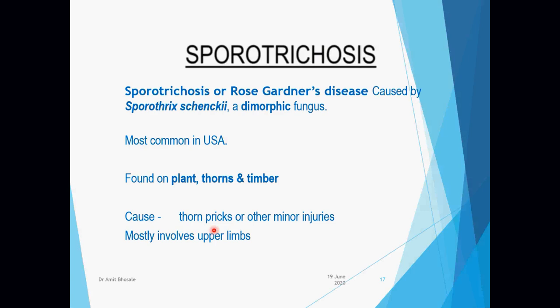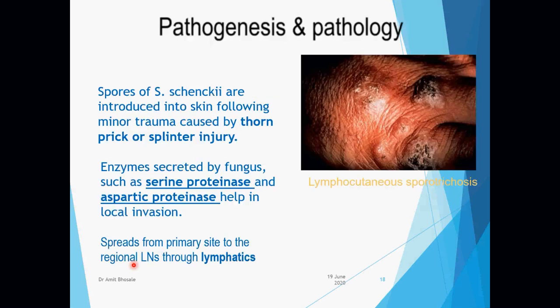So it is a dimorphic fungus, most common in the USA. The fungus is found on plants, thorns and timber, and the fungus enters by thorn pricks or other minor injuries, mostly involving the upper limbs.